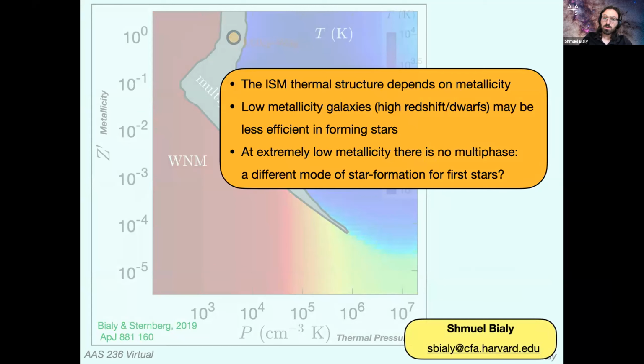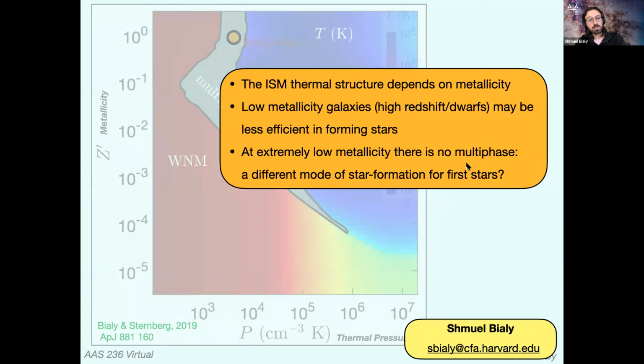The interstellar medium, the structure of the thermal phases, depends on metallicity. By the way, here I showed behavior as a function of metallicity, but in the paper we also explore it as a function of UV radiation and cosmic rays, which are very important parameters as well. Low metallicity galaxies like high redshift galaxies and dwarf galaxies may have less efficient star formation per unit gas mass because of this trend that we saw, that it's harder to get a multi-phase strip.